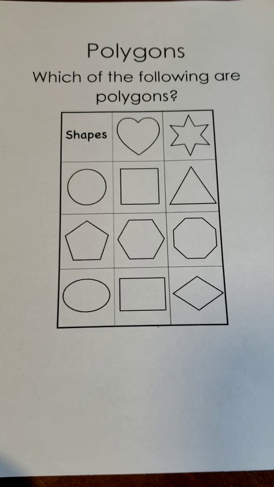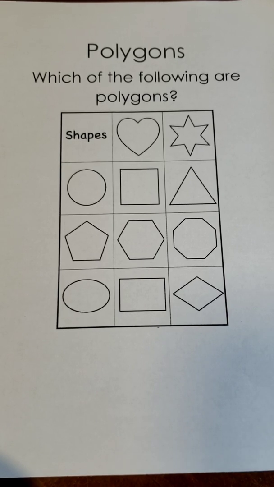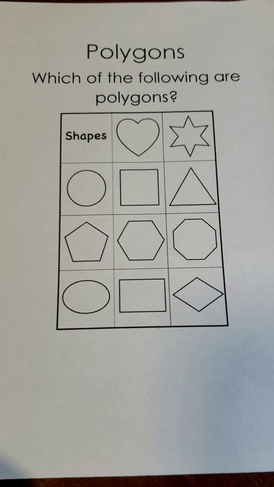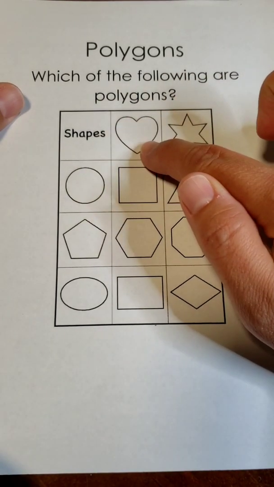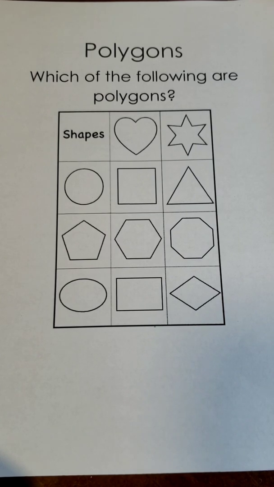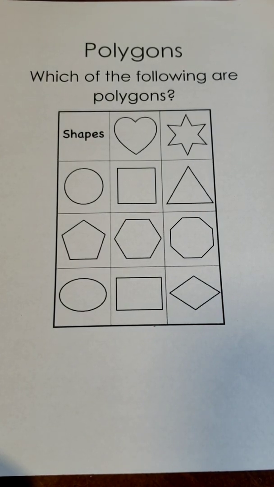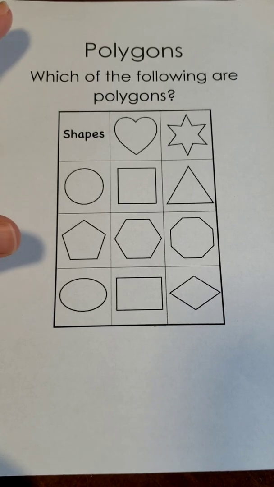In lesson 11.1, we learned that polygons were two-dimensional figures made up of straight sides, and those figures were always closed. Now, if we look here at this little chart where I have some shapes for you, we're going to identify some as polygons or not. Let's take a look at the heart. Would the heart be a polygon? If you said no, you are right. The heart is not a polygon.